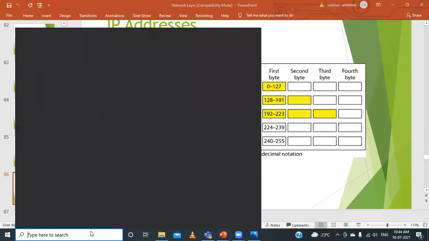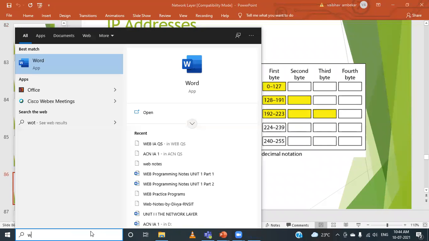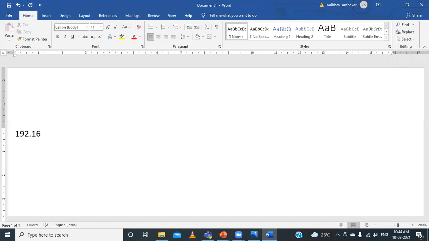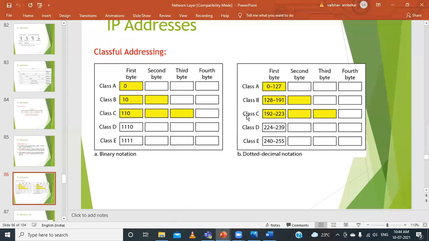For example, just consider that in our college we have this IP address 192.168.0.1. If the first byte is 192, this IP address belongs to which category? It belongs to class C. Most of the organizations or companies prefer using this class C. Are you all getting it, everyone?